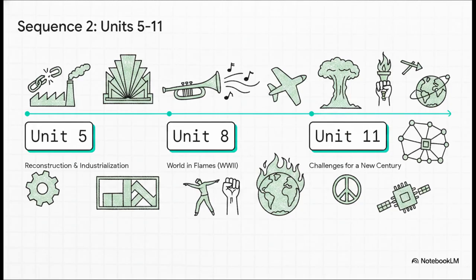Then, the second half of the year picks up the pieces. Unit 5 tackles Reconstruction and the massive explosion of industrialization. You'll get into some truly vibrant eras like analyzing culture and civic identity during the 1920s, Jazz Age, and Harlem Renaissance in Unit 7 before trying to survive a world in flames during World War II in Unit 8. From there, it's navigating the Cold War, the civil rights movements, and finally hitting Unit 11, where we tackle the challenges of modern globalization and super rapid technological change.